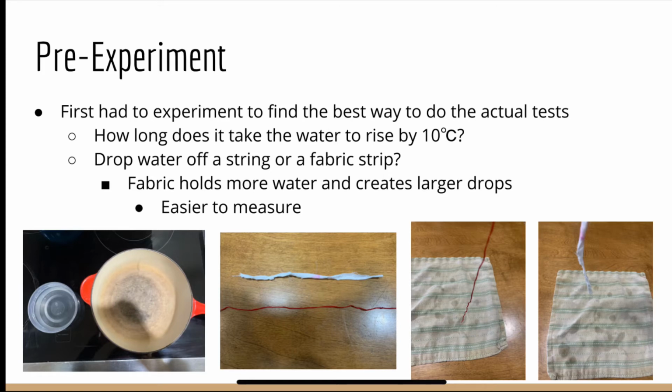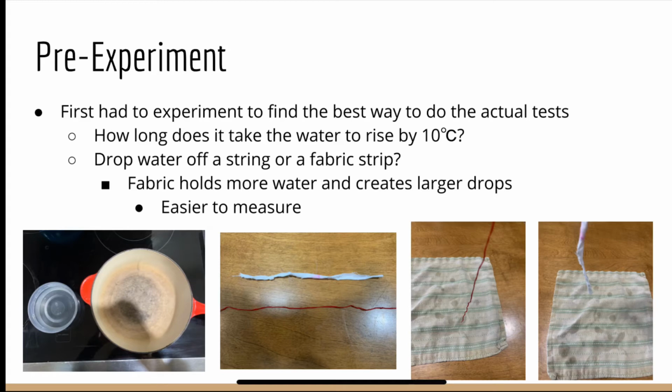I did it 3 times just to ensure that it was accurate. And each time it took 5 minutes. So 5 minutes is 300 seconds. And as I said before, it's a linear scale. So 300 seconds divided by 10 is 30 seconds for every 10 degrees. So this means it takes 30 seconds for the water to rise by 10 degrees.